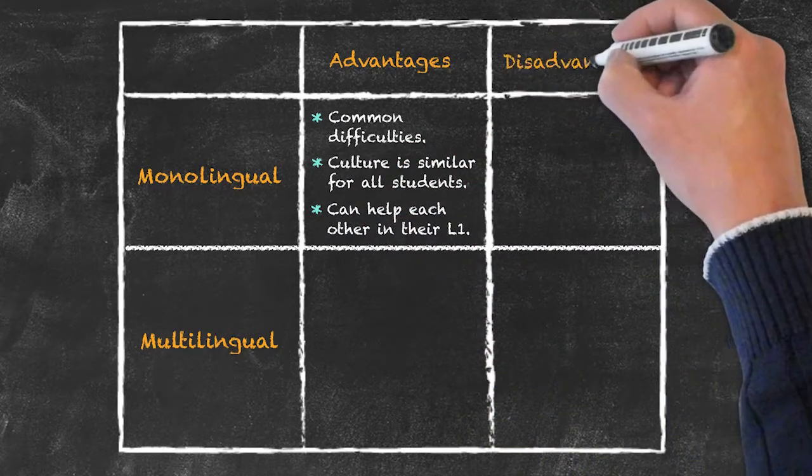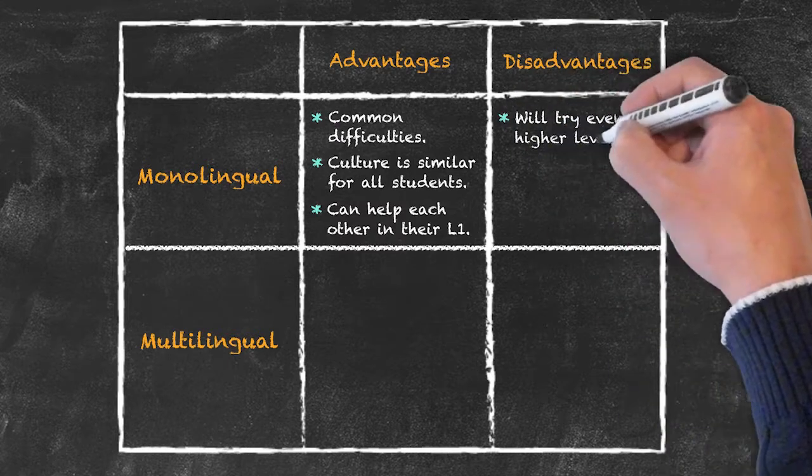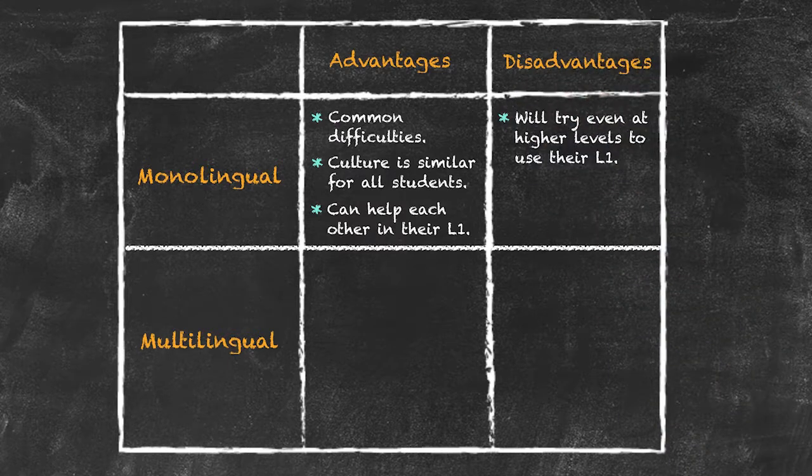What potential disadvantages are there with having a monolingual class? Well, firstly, they can help each other in their L1, and whilst this may be okay at the lower levels, say up to pre-intermediate, and in fact it can often actually be more effective to allow them to do so, at the higher levels we should be discouraging that. So the fact that they are able to talk to each other in their L1, we should try and discourage that at the higher levels.